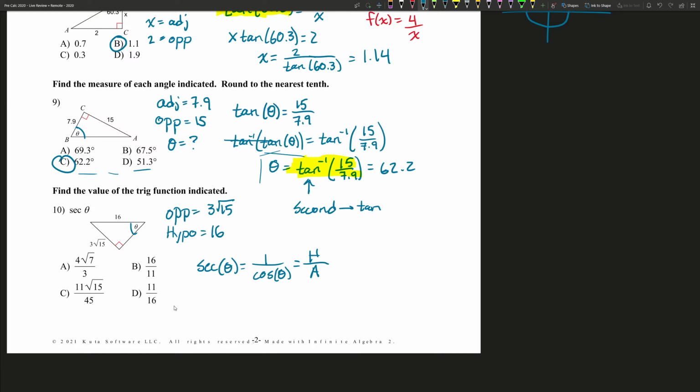Why do we do inverse tangent as opposed to regular tangent? The reason we do that is because we're trying to solve for just theta. In order to get theta by itself, we have to do the inverse tangent, so we have to cancel out. We have tangent of theta equals 15 divided by 7.9. We want just theta by itself. In order to do that, you have to do the inverse tangent of both sides, which just leaves you with theta is equal to the inverse tangent of 15 divided by 7.9.